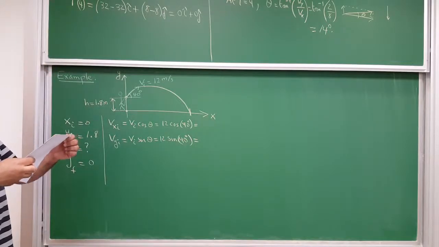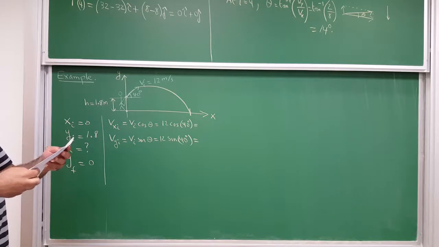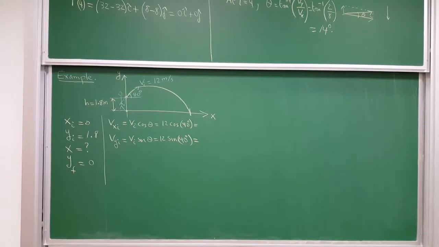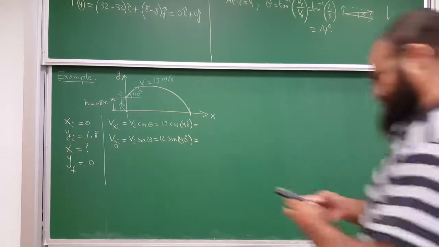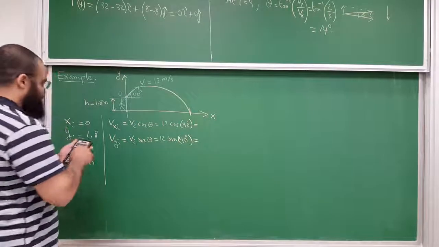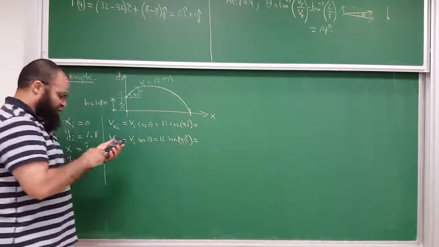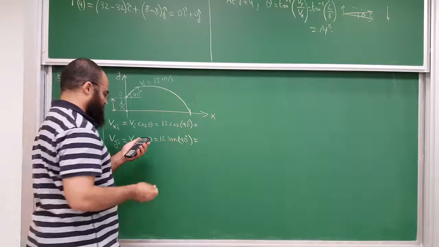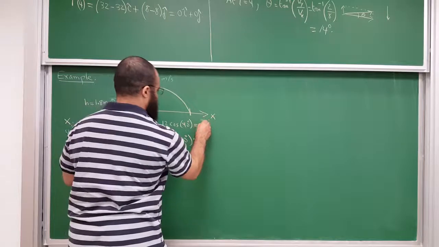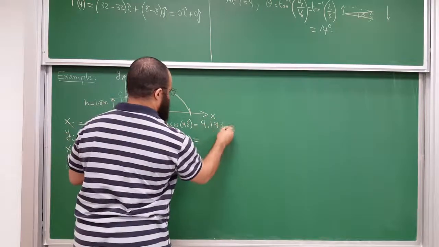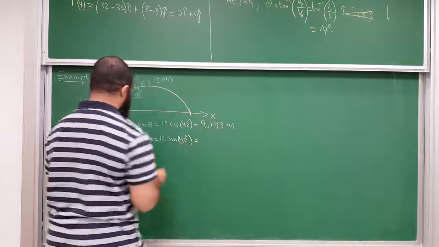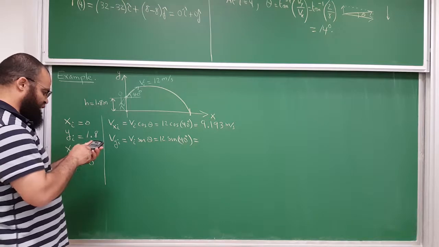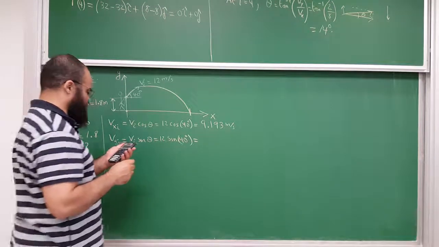And we have to use our calculator here to find the sine and cosine. Unfortunately, I don't have them. So let me use my calculator. So first, 12 times the cosine of 40, I get 9.193 meters per second, of course, it's a speed. And then 12 times the sine of 40, and that's 7.713.